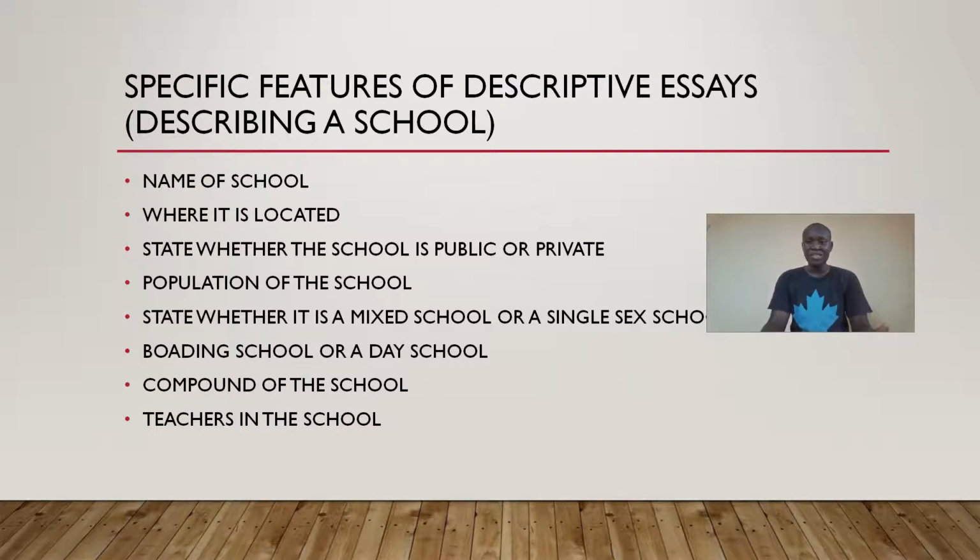You don't need to jumble things up, if not it will create a mess in your essay. So in describing a school, the first thing you need to do is to state the name of your school. The next step is where it is located. Where is the school located should follow next.